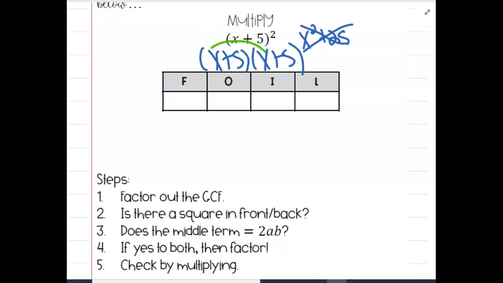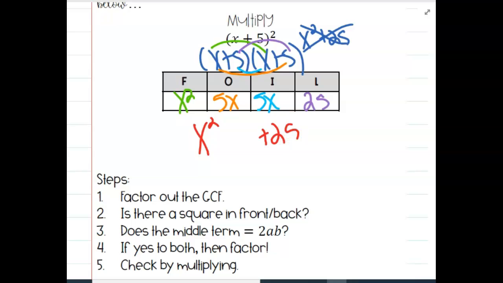So the F is x times x, which is x squared. The O is x times 5, which is 5x. The I is 5 times x, which is 5x. And the L, 5 times 5, is 25. Now, problems yesterday, and actually really all of the problems we've done so far, you have your F, x squared. You have your L, 25.